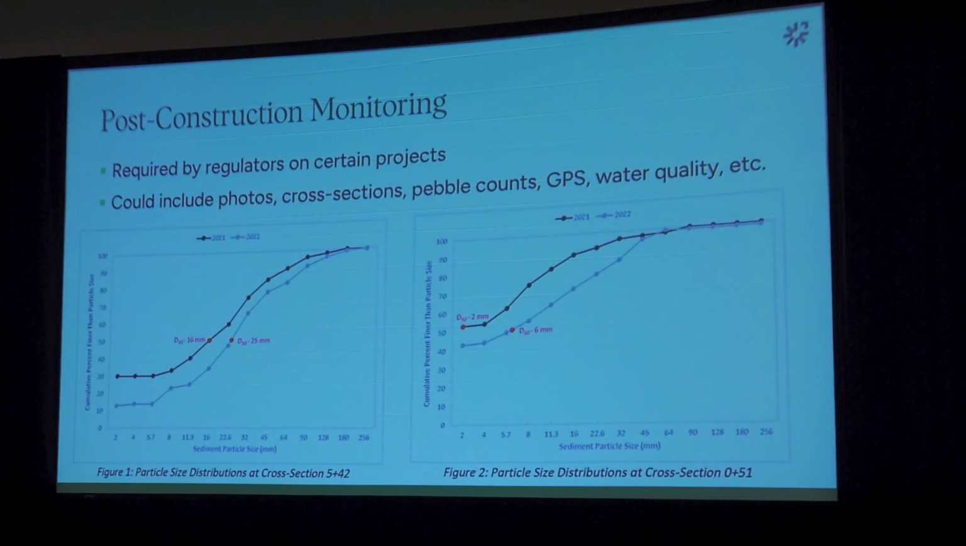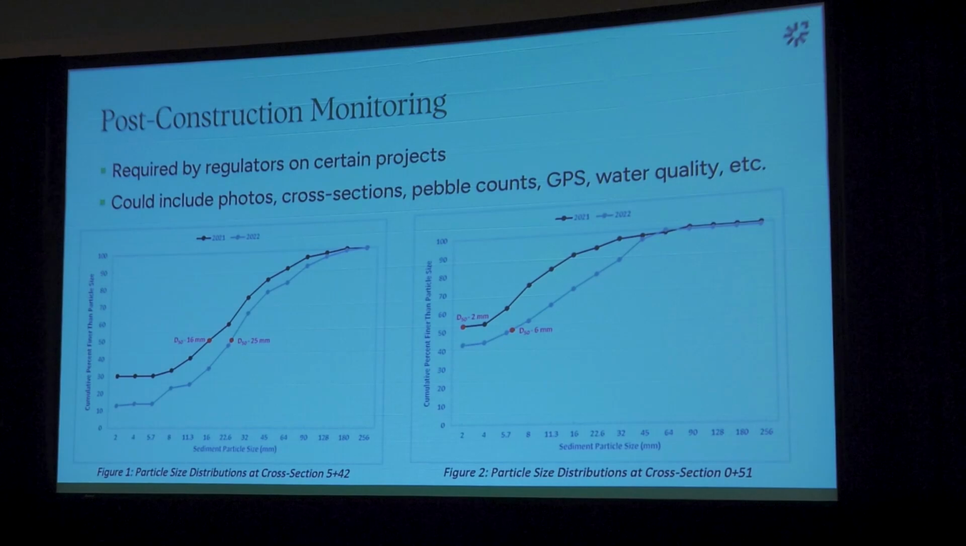Pebble counts, so we can plot and see. In this case, we have a couple of cross sections where we were doing pebble counts. You can see the first year just after construction, the gradation curve shows that it's much finer, and then the next year we come back and it's coarsening as you expect. Fines are moving through the system, it's naturalizing. You're seeing that coarser natural bed material establishing.